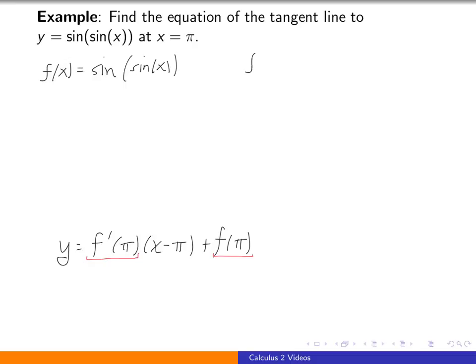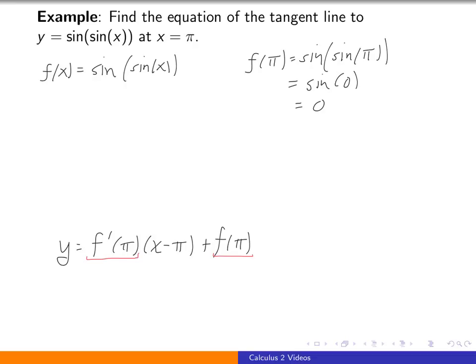So taking care of the function value first, f of pi is sine of sine of pi. And one thing we should be very efficient with is values of the trig functions at those common angles. So think 0, pi over 6, pi over 4, pi over 3, pi over 2 multiples. So sine of pi is 0, so we get sine of 0, which is also 0.